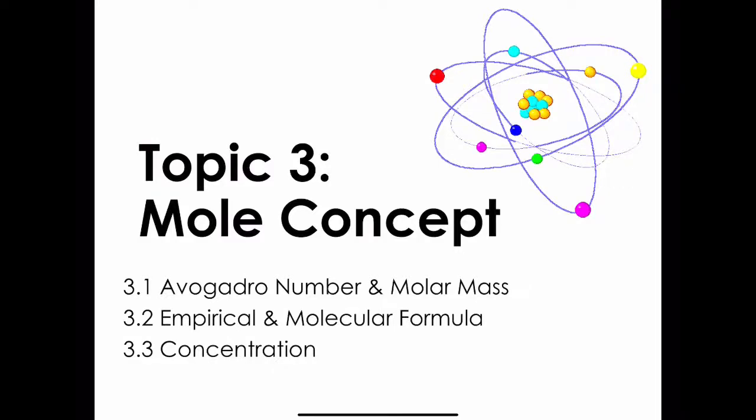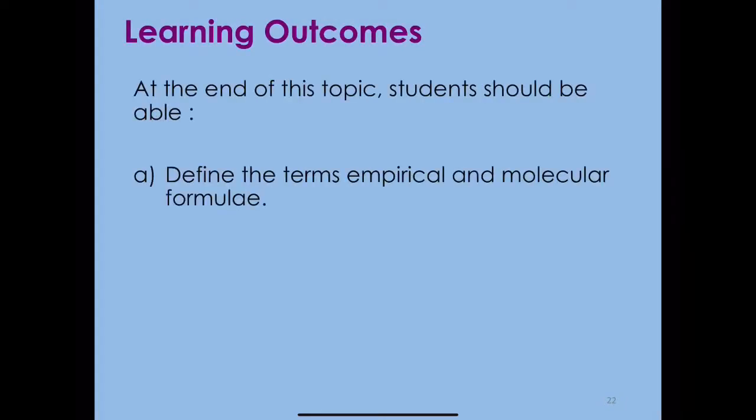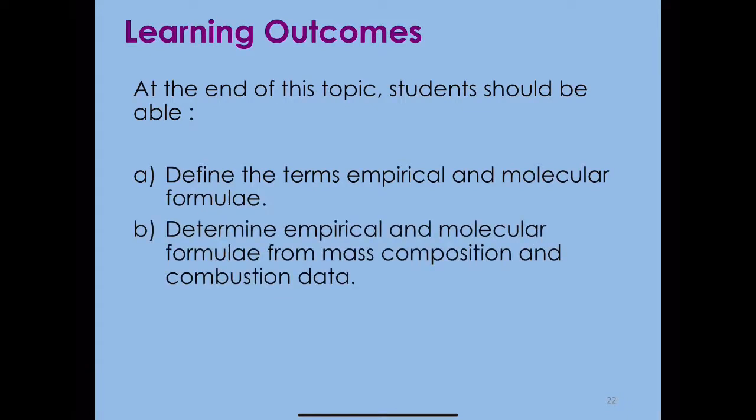So today we are going into the second subtopic, which is empirical and molecular formula. So let's have a look at the learning outcome. By the end of this topic, you should be able to define the terms empirical and molecular formula, and you should be able to determine the empirical and molecular formula based on two things, which is one, mass composition and combustion data. Tapi mass composition akan terbahagi lagi kepada dua benda.